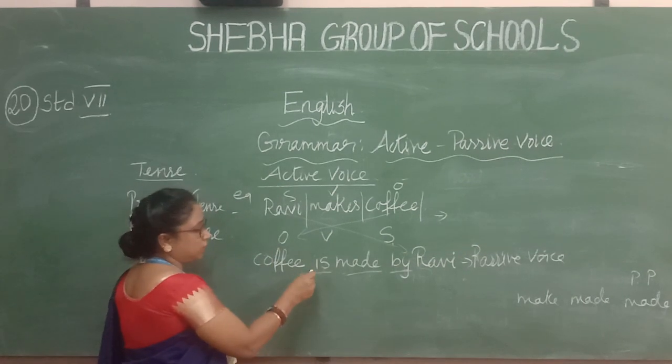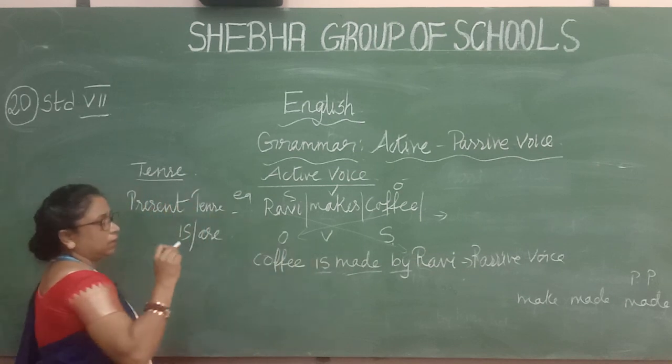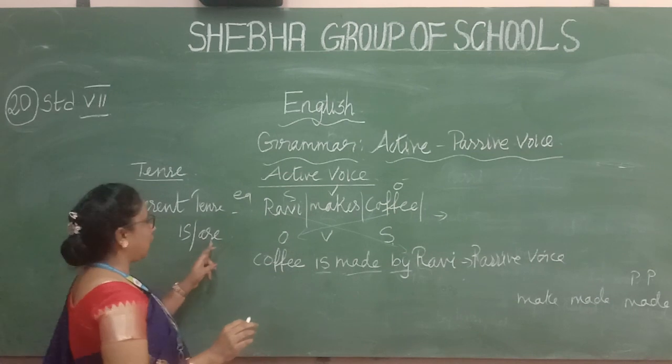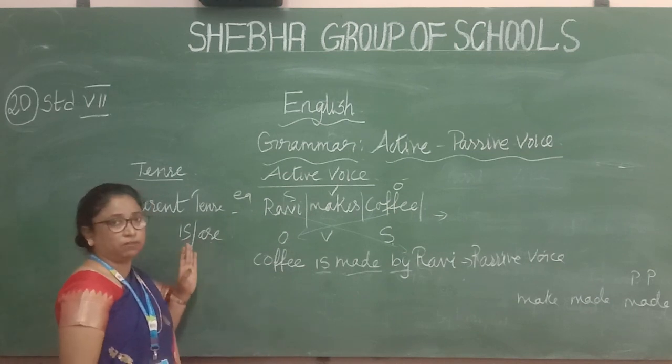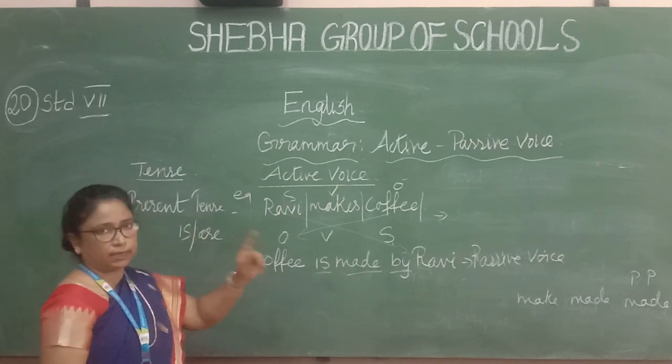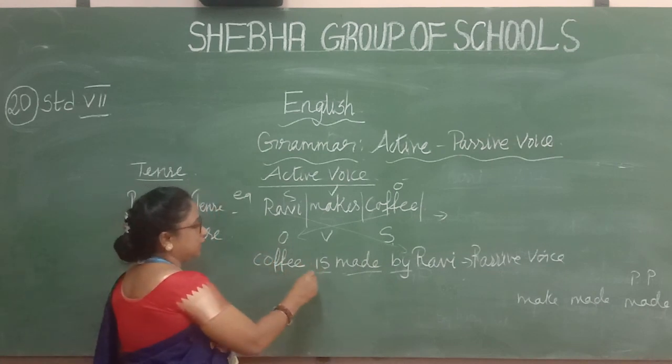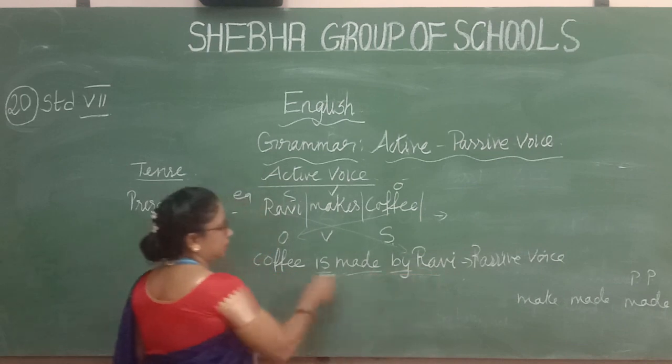So what I do is, which verb does not show action? Is or are. These two, we have to use any one from this. So coffee is, I take it as singular. So singular means is, I have to add. Okay. So coffee is made by Ravi. This is the answer. Got that now?